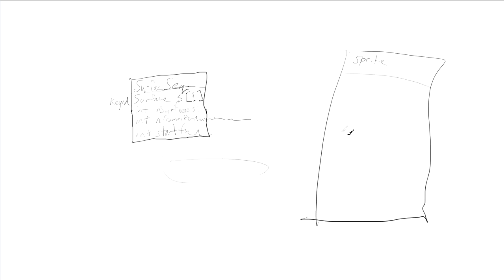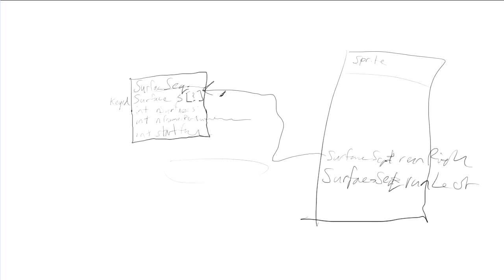Yeah, so Sprite will have an array, or it'll have just a bunch of surface sequence run right and surface sequence run left, right? And these will be pointers. Maybe not. I haven't decided yet, but they'll probably be pointers. And then they'll point to surface sequences.